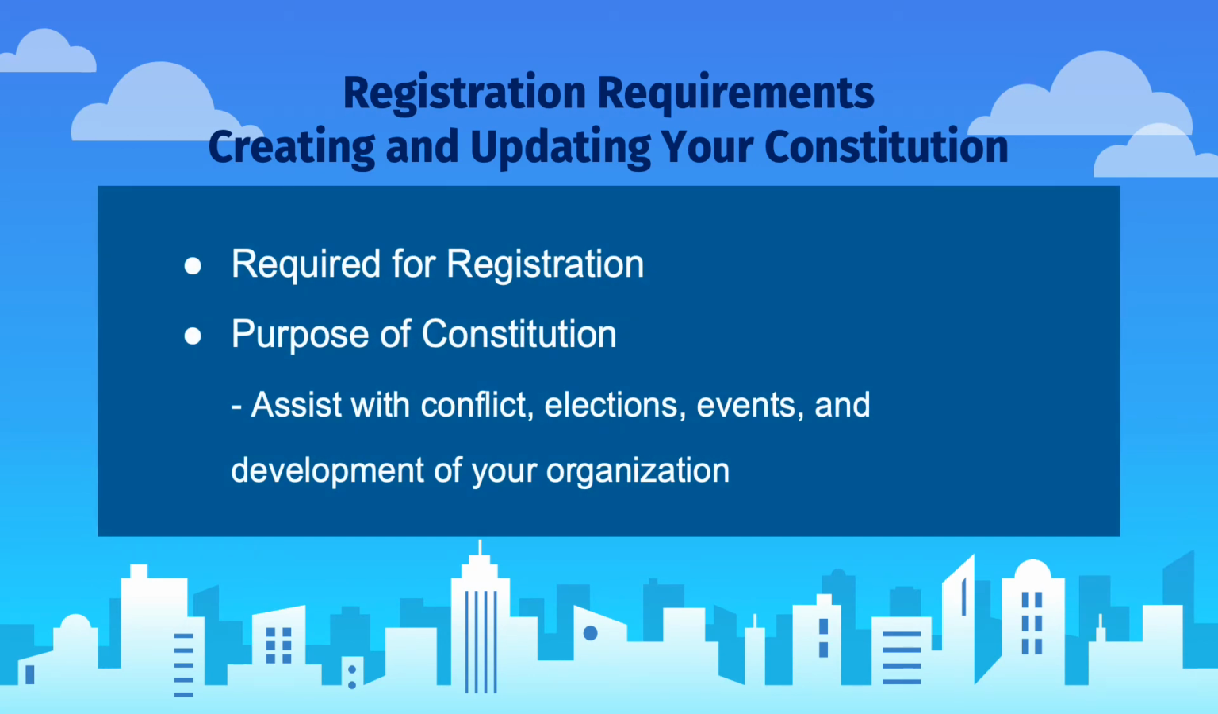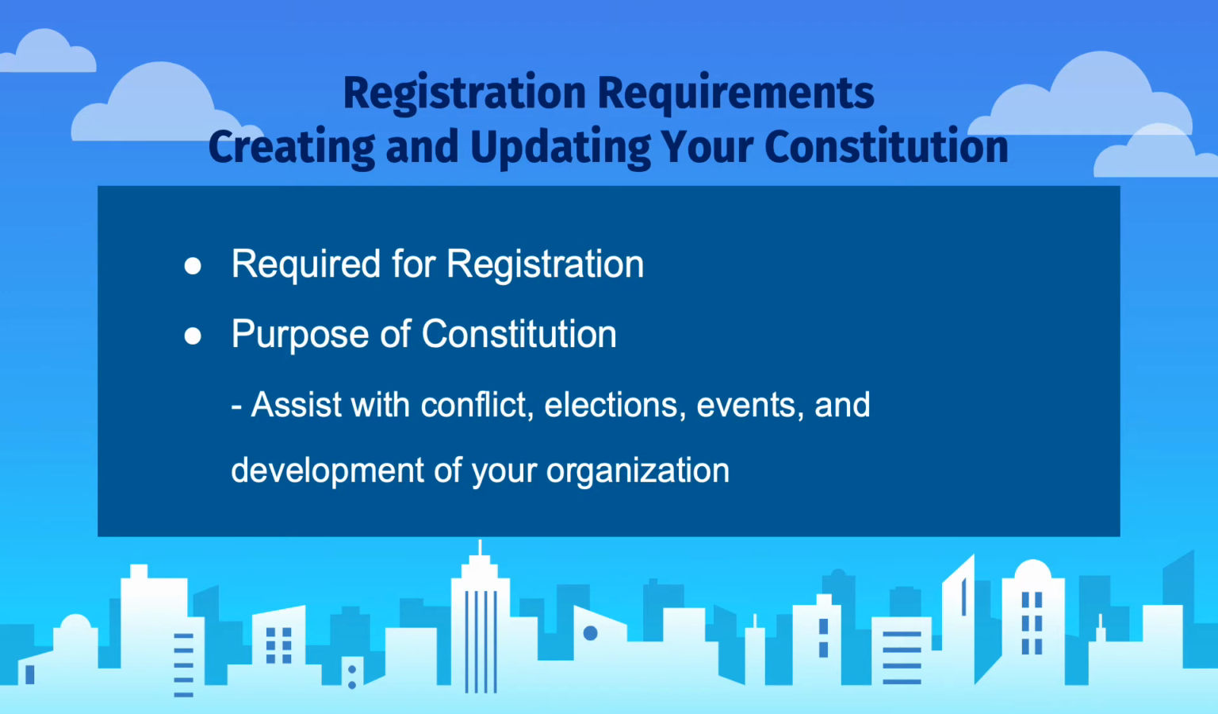All student organizations need to have a constitution in order to be an active student organization. Your constitution can be incredibly helpful when dealing with conflict, elections, events, and building development plans for your organization. Make sure you update your constitution at least once a year and that all e-board members know your processes and procedures. Your constitution should include your name, mission statement, amendment clause, non-discrimination clause, a list of officer titles and duties, and your election process.